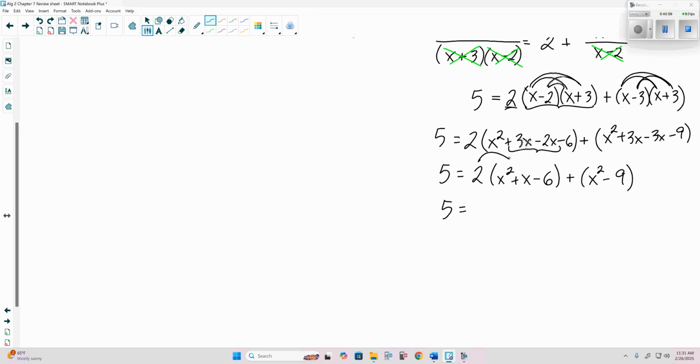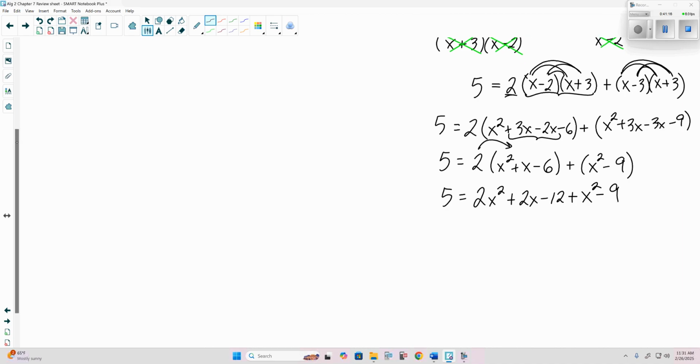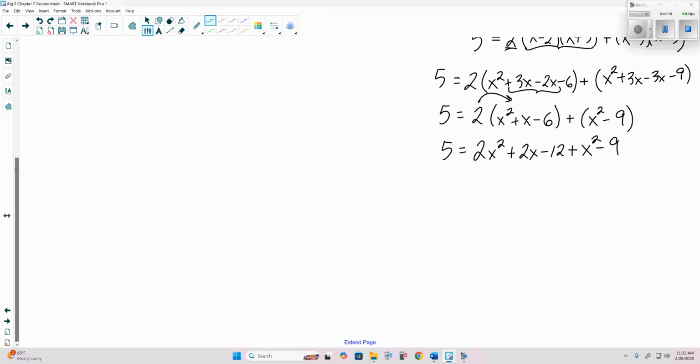Now at this point here, we'll distribute the 2 through this parentheses. 2 times x squared would be 2x squared. 2 times x would be plus 2x. 2 times negative 6 would be negative 12. Now at this point here, we can combine like terms. 2x squared plus x squared with 3x squared. There's nothing that combines with 2x, so we just have 2x. And negative 9 minus 12 is going to be negative 21.